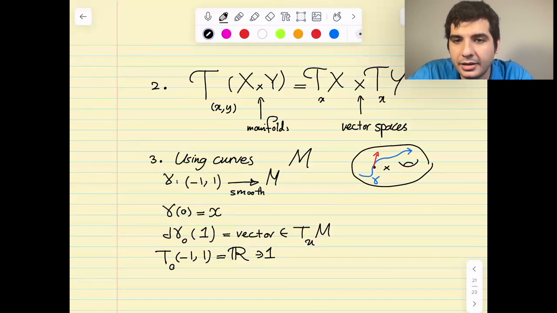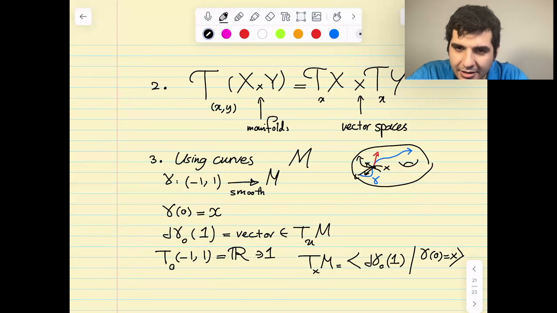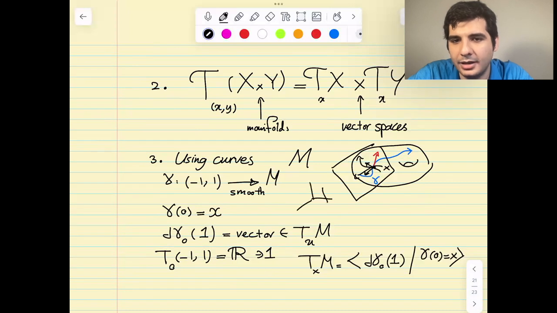We could think about any other smooth curve which passes through x at time 0. There are a lot of other curves inside M that pass through x at time 0. The tangent space is equal to the set of derivatives of all these curves at time 0 applied to the vector 1. So think about all these curves passing through x. If you think about the tangent vectors to all of these curves, they all together form the tangent space, when translated to the origin.